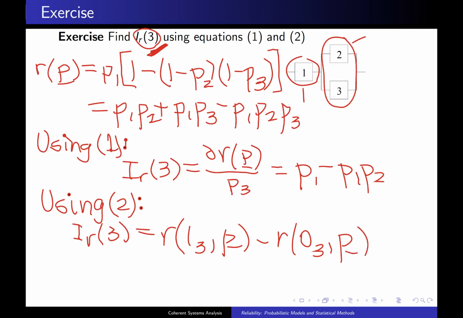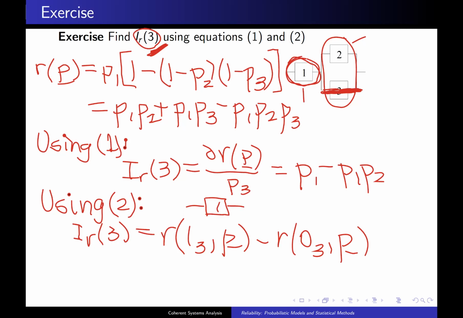Now we have to think a little bit in terms of what's going on here. So r with a 1 in the third position is the same as taking this system, and by saying there is a 1 right here, we're saying this is perfect, and I'm going to draw a line right there. That's the way you think of putting a 1 in for the third component. And what just happened? Component 2 became irrelevant, didn't it? Doesn't matter what component 2's state is. The only thing that matters now is component 1. So that system now looks like this.